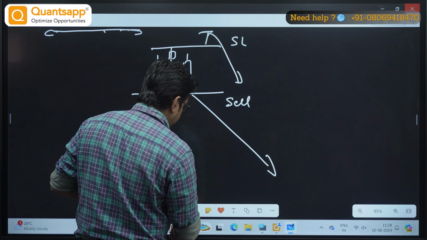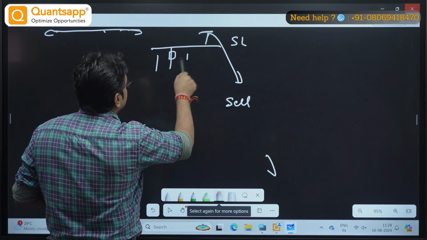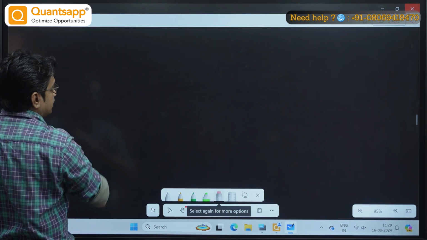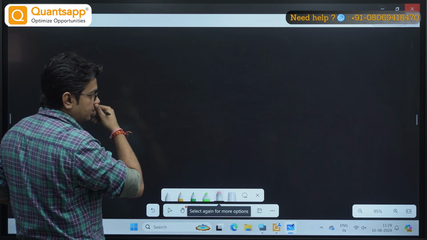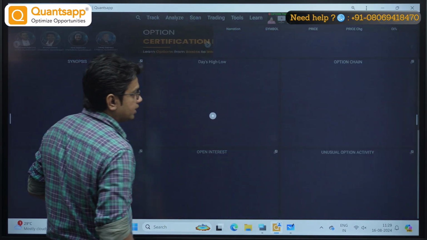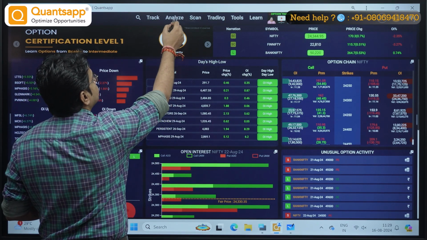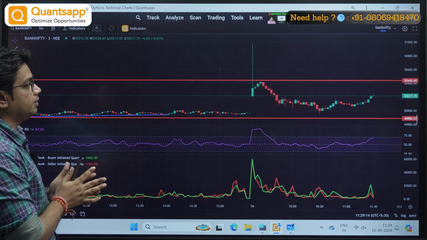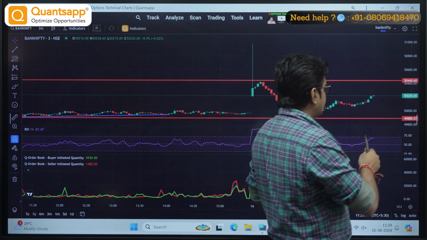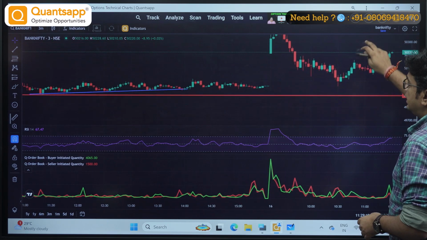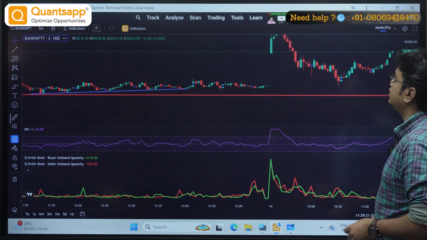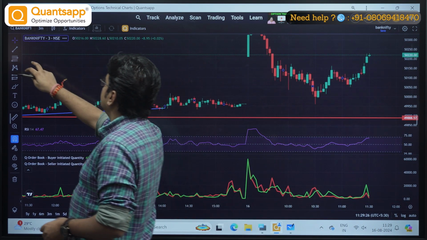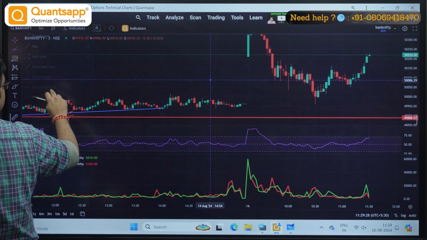Now it is about the resistance. I have shown you about the latest swing high and low. So let's go to the chart and check where I have to keep the stop loss. At this particular level, yesterday it was a closing price. Yesterday it was a closing price right over here, so I'll just mark this particular level.